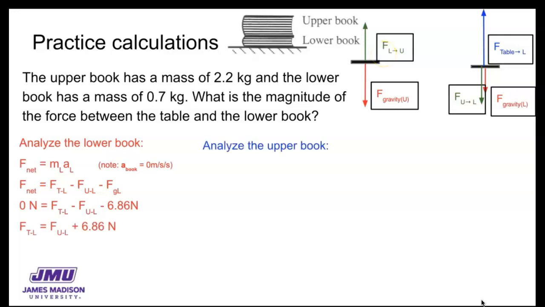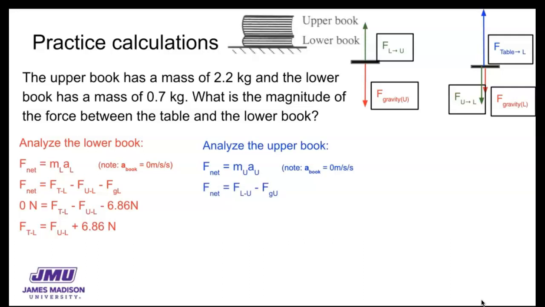So now I analyze that upper book. I see from the free body diagram there's just two forces acting on the upper book. I know Newton's second law says that the net force acting on the upper book equals the mass of the upper book times the acceleration of the upper book. And I know conveniently that the acceleration of the upper book is 0. Again, if it wasn't 0, but it was some known value, we could still make this work.